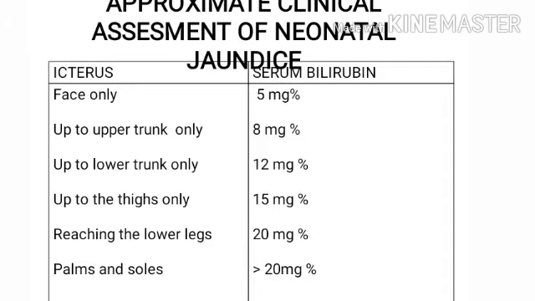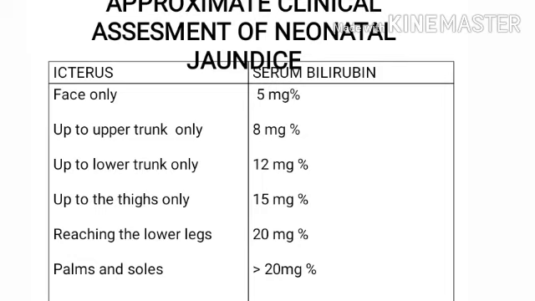Up to this level, it may not cause any complications or problems. So we can easily manage up to this level, 12 milligram percentage. Or if the child has yellowishness on face, chest and abdomen, the bilirubin level will be up to 12 milligram percentage and can be easily managed.